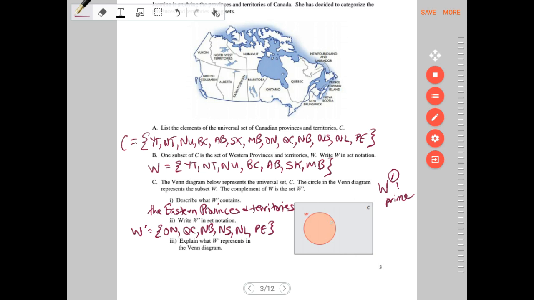So if W is in the circle, W prime would be everything outside the circle, but still within the rectangle labeled C. So anything inside the rectangle but outside the circle. All right, that was fun so far. Next page.